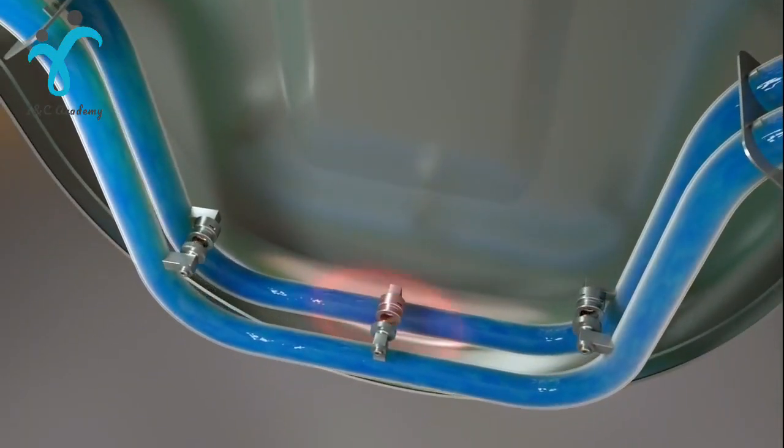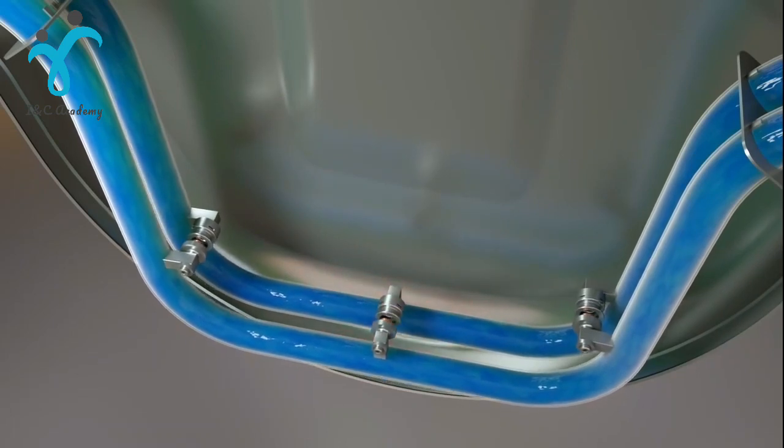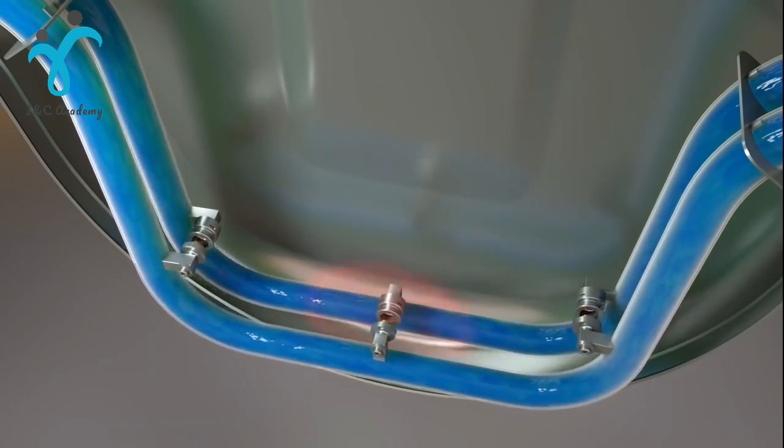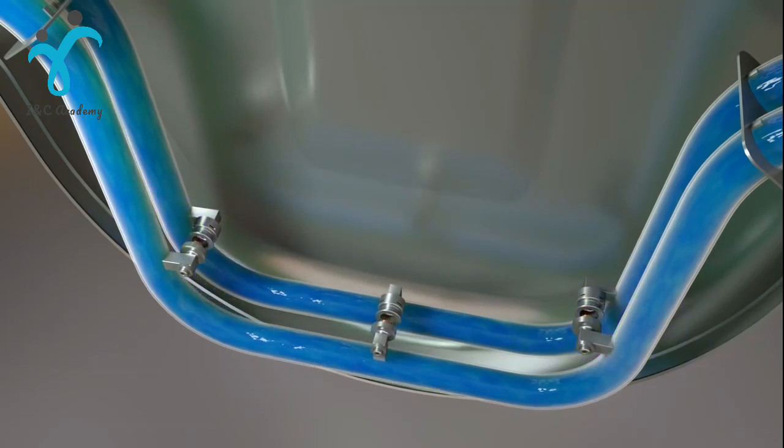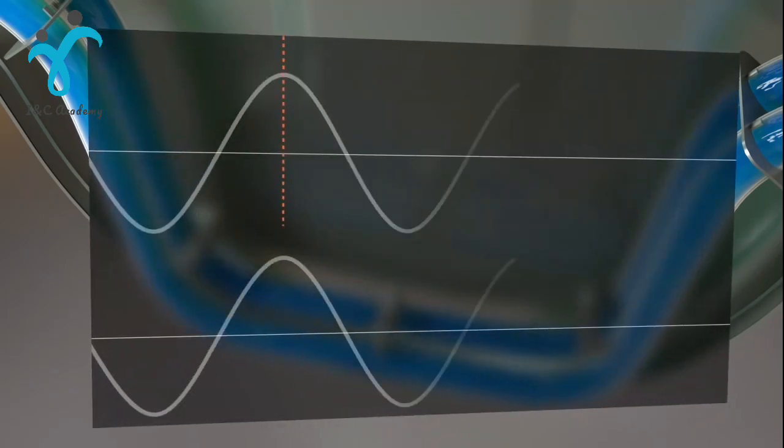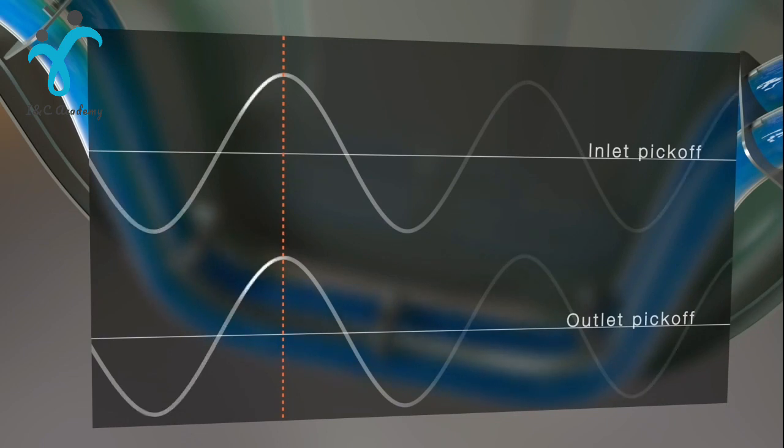During operation, a drive coil stimulates the tubes to oscillate in opposition to each other at the natural resonant frequency of the tubes. Magnet and coil assemblies, which are called pickoffs, are mounted on the flow tubes. As the tubes oscillate, the voltage generated from each pickoff creates a sine wave. The sine waves generated indicate the motion of one tube relative to the other.